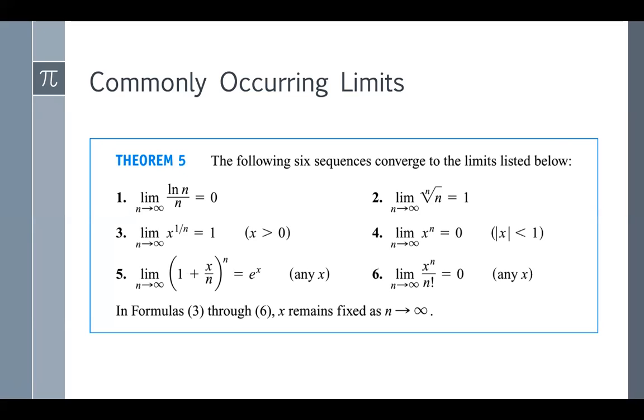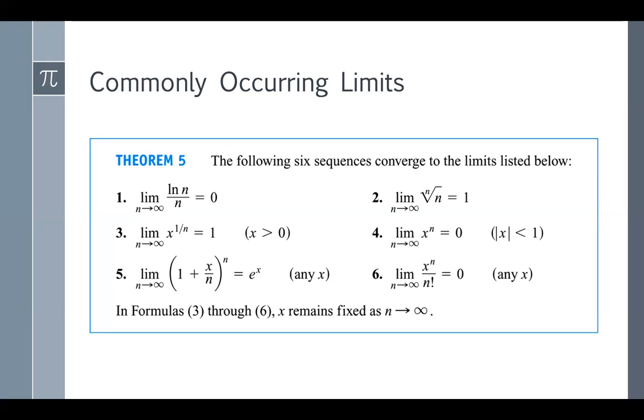The limit as n increases without bound of x to the power 1 over n is equal to 1 for any x greater than 0. The limit as n increases without bound of x to the n is equal to 0 if the absolute value of x is less than 1. The limit as n increases without bound of 1 plus x over n to the power n is equal to e to the x for any value of x.